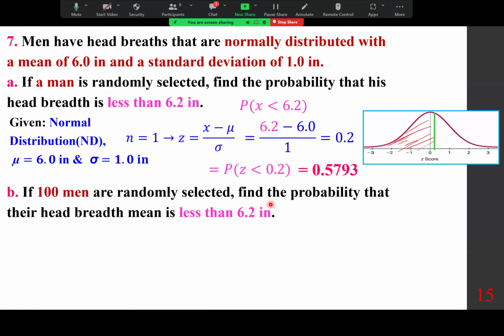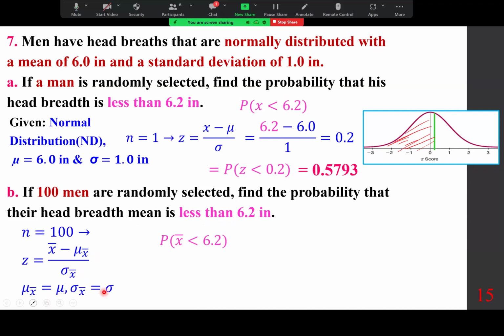If 100 men are randomly selected, find the probability that their head breadth mean is less than 6.2 inches. I want you to compare and contrast part A and B. In part A, you're dealing with one subject. Now, you're dealing with 100. Anytime the number is more than 1, instead of writing probability of x, in this case less than 6.2, we are going to write probability of x bar, because it's more than 1. And so with n being 100, the formula we use is x bar minus mu of x bar over sigma of x bar, where mu of x bar is equal to mu, sigma of x bar equals sigma over square root of n, known as the central limit theorem. We discuss that in a moment.